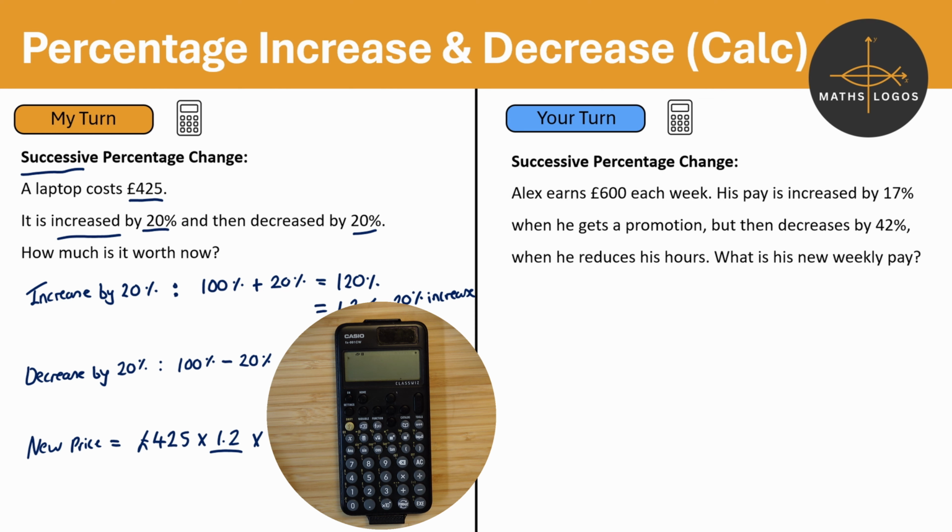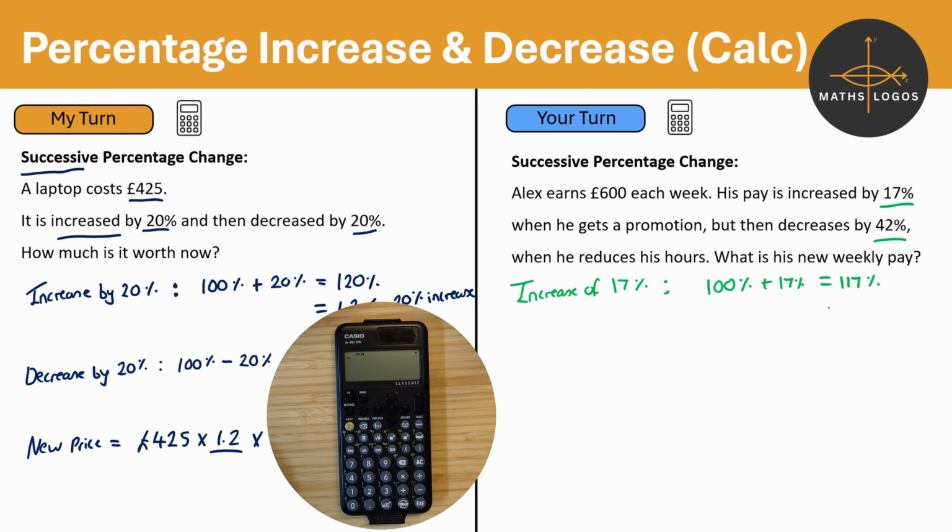Alex earns £600 each week. His pay is increased by 17% when he gets a promotion, but then decreases by 42% when he reduces his hours. What is his new weekly pay? So let's look at the multiplier for an increase of 17%. Now, some of you might be able to go straight to your answer for this, and that's absolutely fine. If not, start with your 100%, add on your 17% to give you 117%.